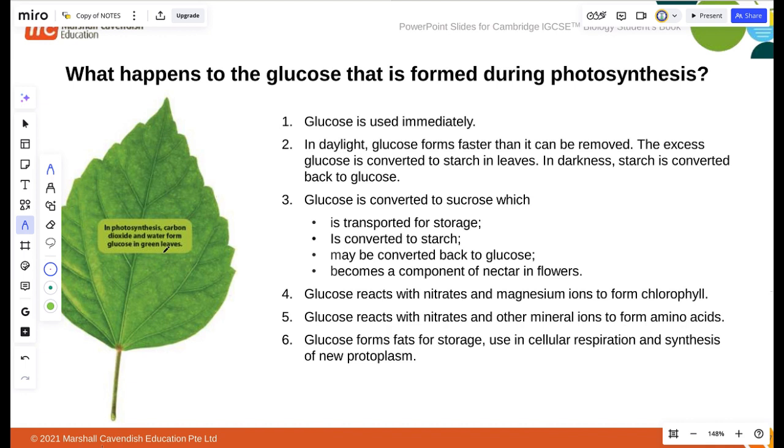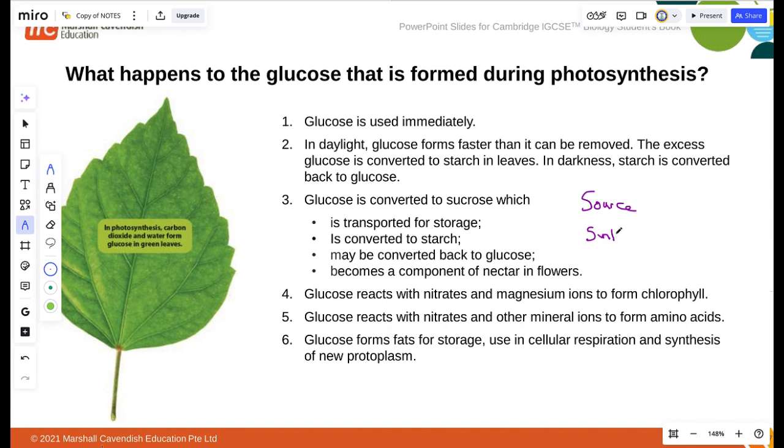They convert them to starch and transport them from the point of manufacture, which is called the source, through the phloem vessels. They transport the converted starch from the point of manufacture, the source, to the point of usage or point of storage, which is called the sink.